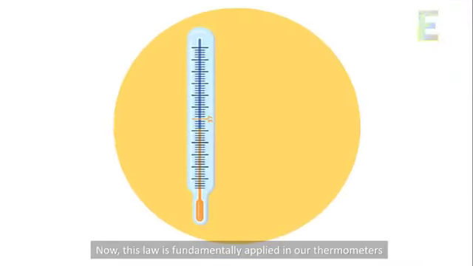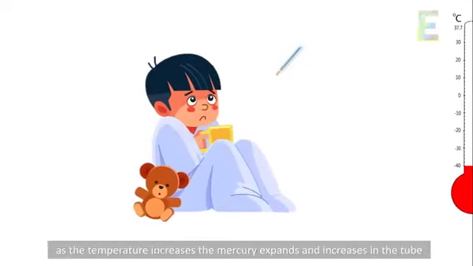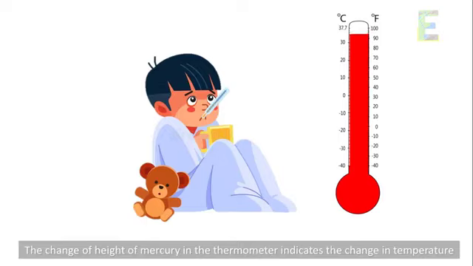Now, this law is fundamentally applied in our thermometers. As we put our thermometer in a hotter body, as the temperature increases, the mercury expands and increases in the tube. The change of height of mercury in the thermometer indicates the change in the temperature.